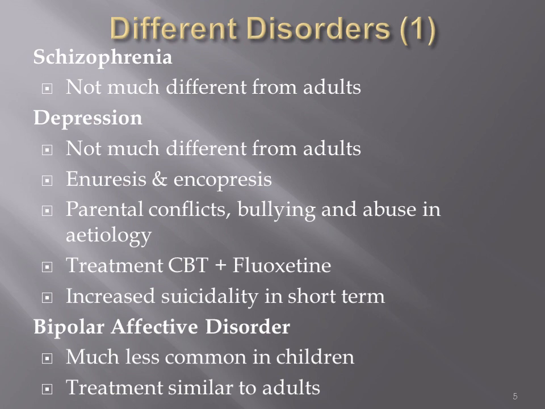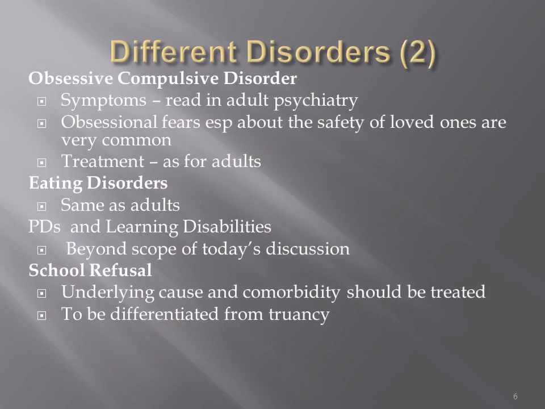Now, bipolar affective disorder is much less common in children. The treatment is similar to adults. The other disorders, obsessive compulsive disorder, is very similar to the adults. However, obsessional fears, especially about the safety of loved ones, are very common. Treatment is also as for adults.